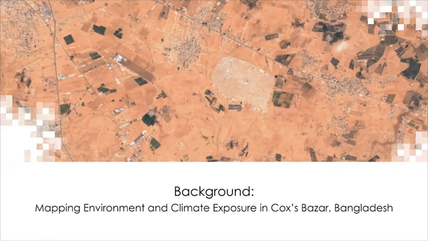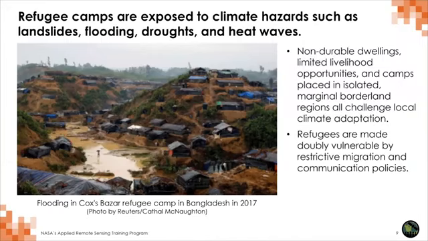So let's do a little bit of background on mapping environment and climate exposure in Cox's Bazar in Bangladesh. From a global perspective, we know that refugee camps are exposed to climate hazards, such as landslides, flooding, droughts, and heat waves.